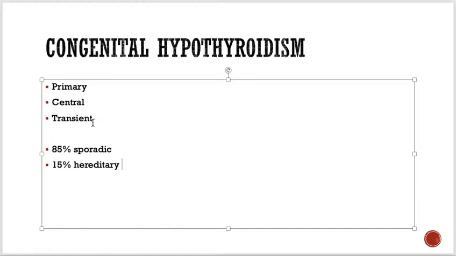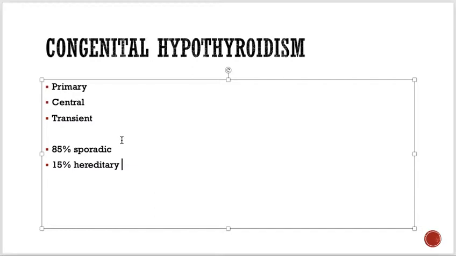So this is the classification with the causes. Primary is due to some thyroid dysgenesis, and hereditary is the one which is due to some inborn error of metabolism, and the transient one is due to either the mother being on some drugs or the mother having some antibodies which have crossed the placenta, which is now causing this problem in the children, right?